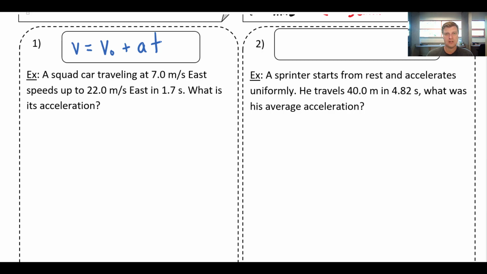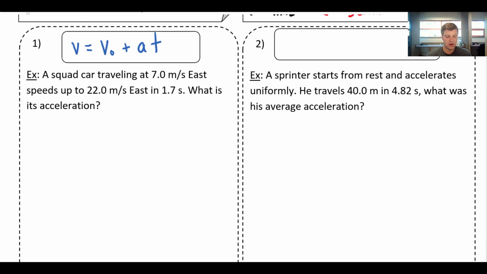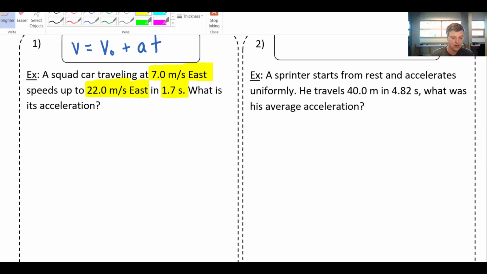There is a certain set of strategies that I'm going to insist that we use for all of these problems, and that is the following. We're going to read the problem, make note of any of the numbers in the problem, and then go from there. A squad car, a police car, traveling at 7 meters per second east, speeds up to 22 meters per second east in 1.7 seconds. What is its acceleration? The potentially useful information that I've identified here, and maybe I'll include the direction in that, are these bits of info.